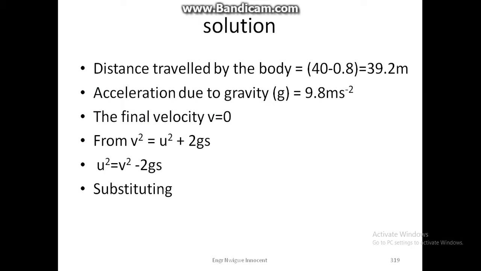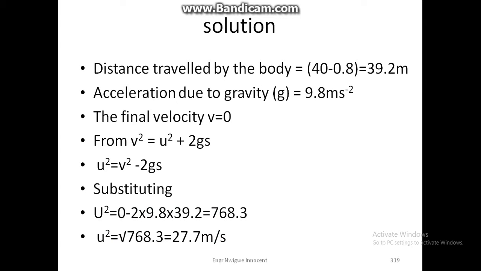substituting the values, we have that v squared is equal to 0 plus 2 times 9.8 times 39.2, which gives us 768.3. Therefore, since we are looking for the value of v, v will now be the square root of 768.3, which gives us 27.7 meters per second.